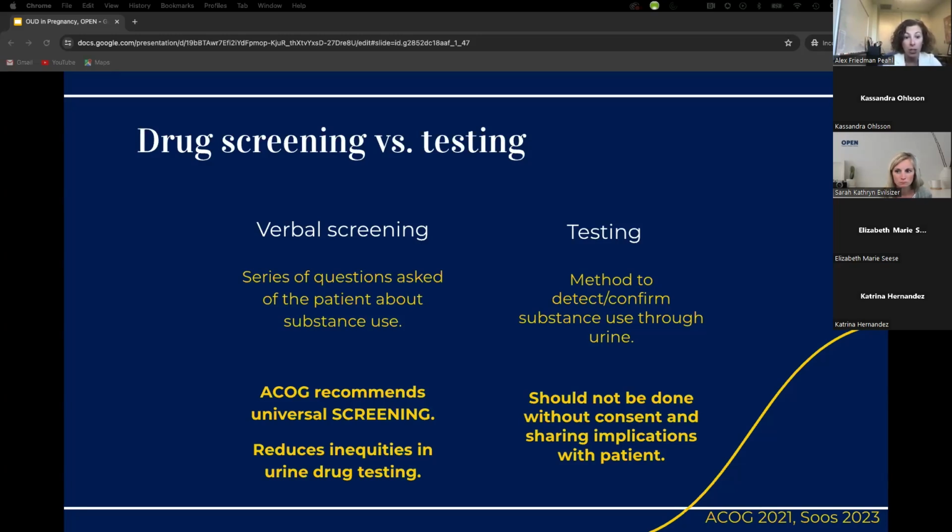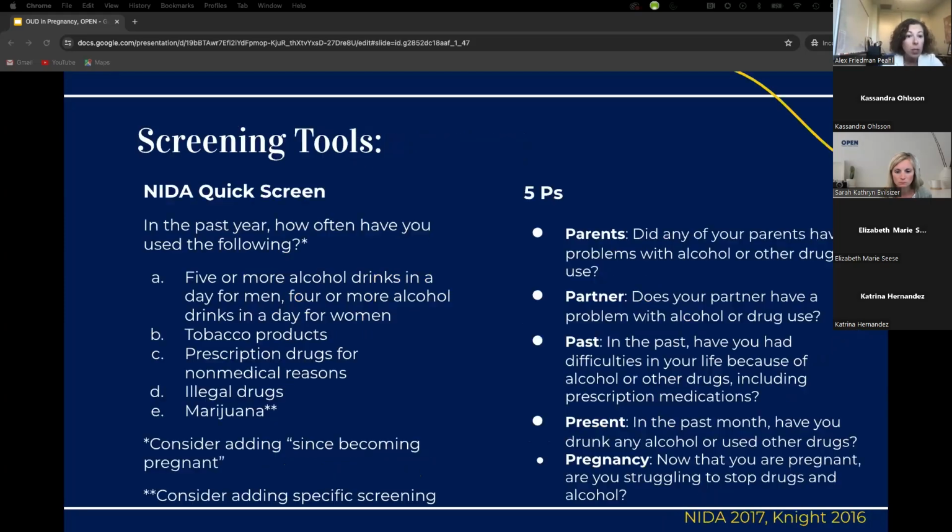So, when we're talking about verbal screening, there are several tools that you can utilize. The NIDA Quick Screen is what you see on the left, and this is what we've been using here at the University of Michigan. This screen provides a really clear connection between a positive response and action for patients who are continuing to use substances in pregnancy. It helps us to know who needs direct referrals now.